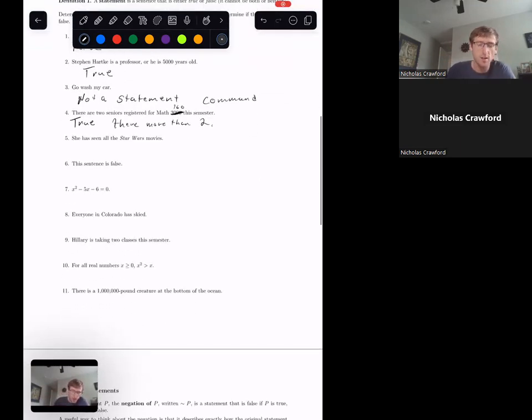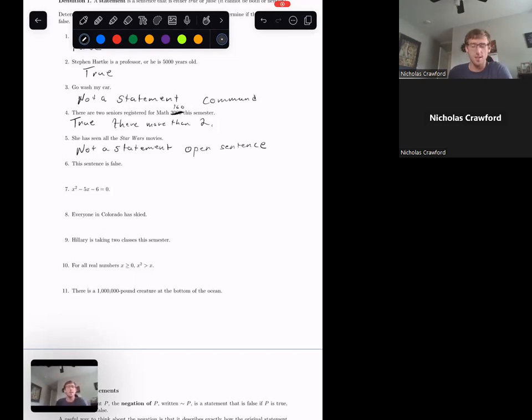Okay. She has seen all the Star Wars movies. This is also not a statement. And you may go, well, hold on, like depending who you're talking about, this could be a statement. Sure, and that would be true, but then you would have to use that specific person. The word she is the variable and can refer to anyone who identifies as a she, right? So the person in question could have seen them. They could not have seen them. We just don't have enough information. So we actually call this an open sentence.